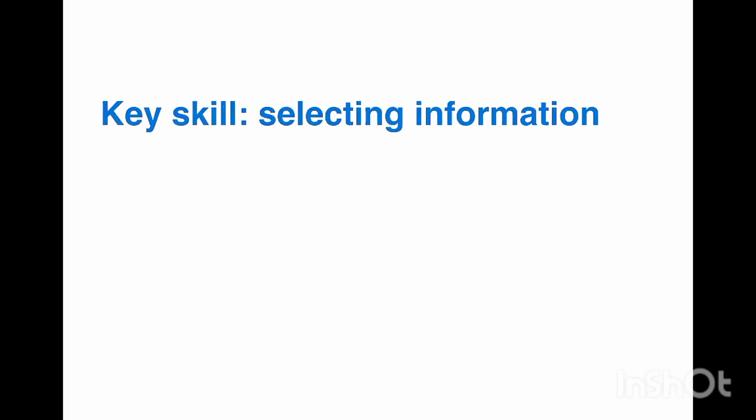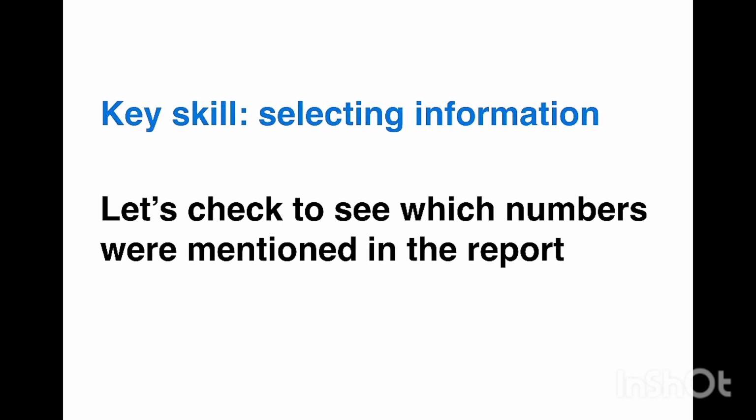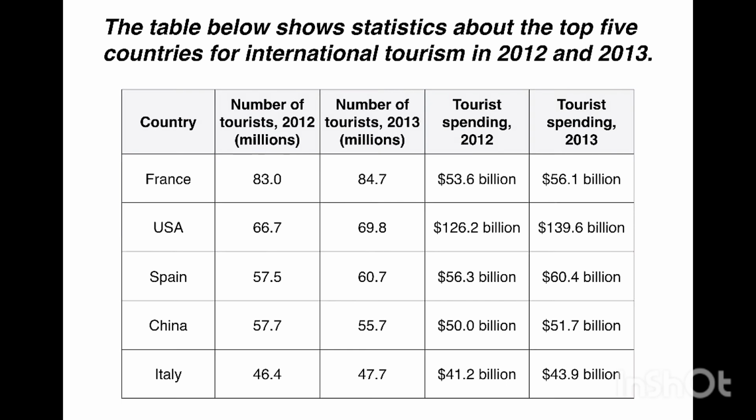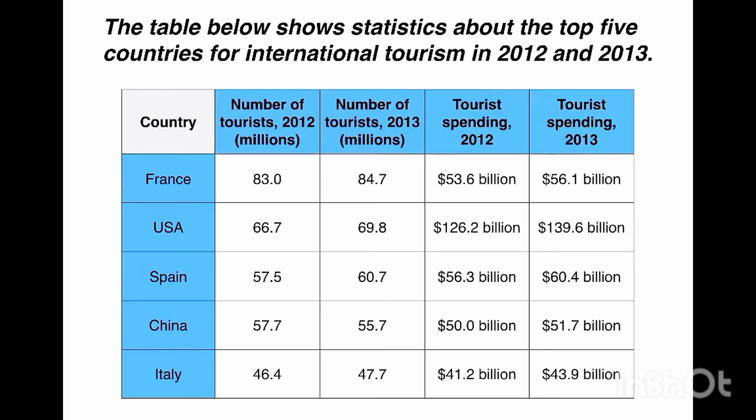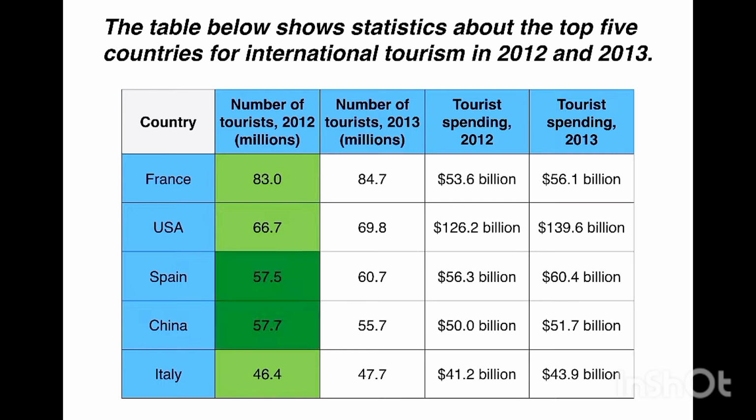Before we move on to check the vocabulary, let's just look at this key skill of selecting information. Let's check to see which numbers were mentioned in the report. Back to the table, and we have to mention countries and these categories at the top, the number of tourists and the tourist spending. So starting with numbers of tourists in 2012, I actually mentioned these three numbers. I mentioned these two numbers as an approximate number, just under 58 million.